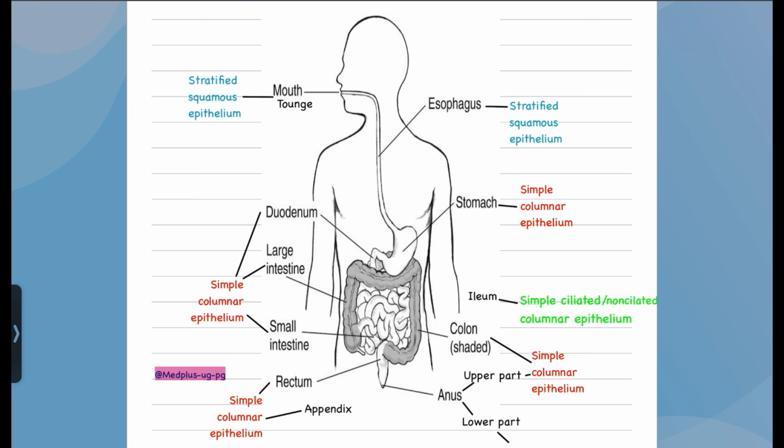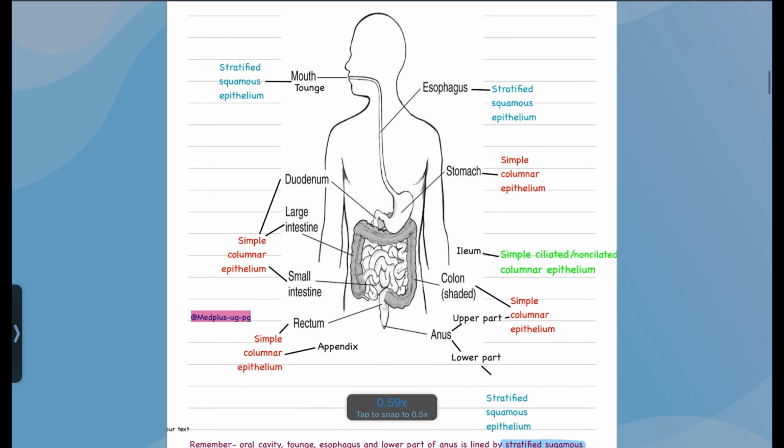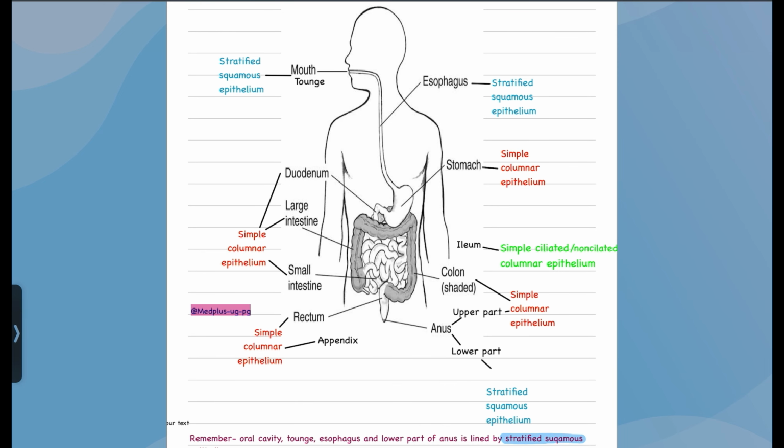Rest all is lined by the stratified squamous epithelium, which is present in the mouth, tongue, esophagus, and lower part of the anus. So it is the only trick I can make for you to remember. Simple columnar epithelium is lined from the stomach till the upper part of the anus.